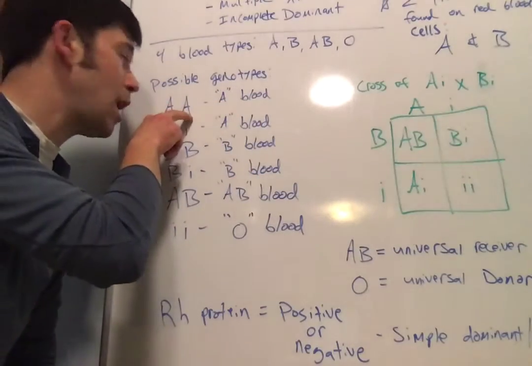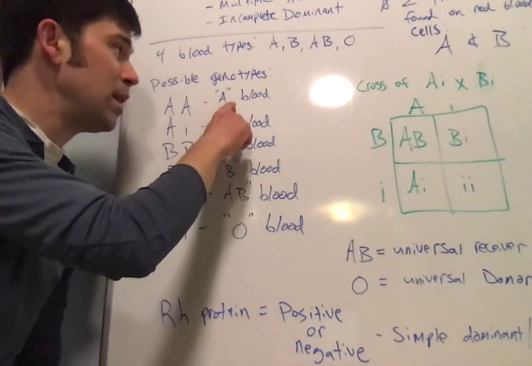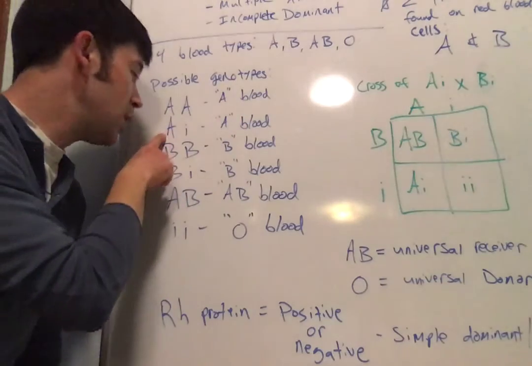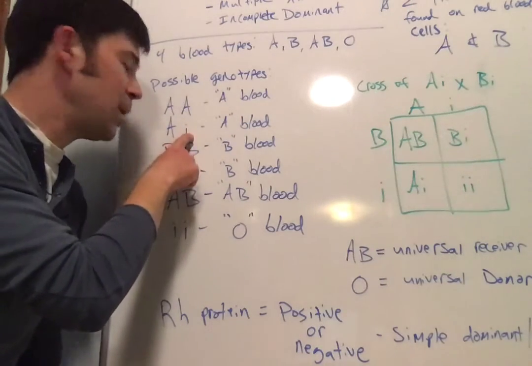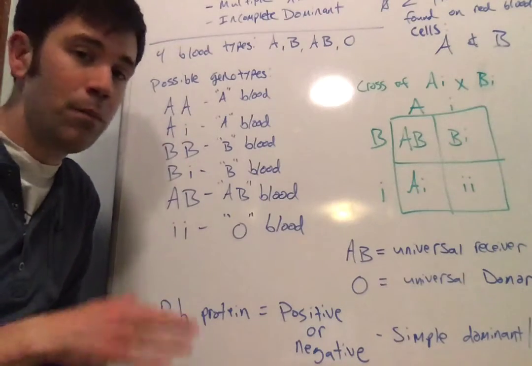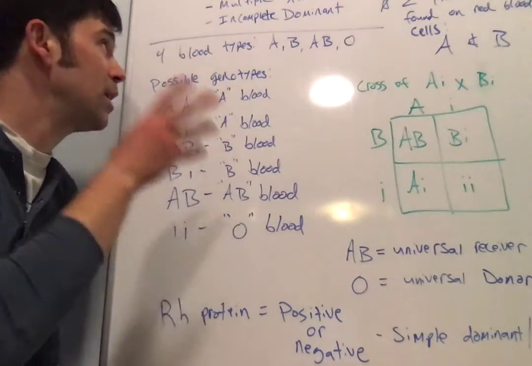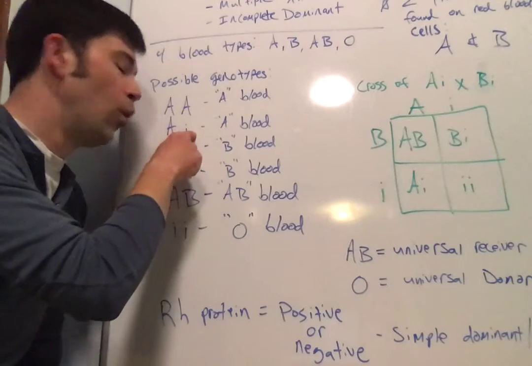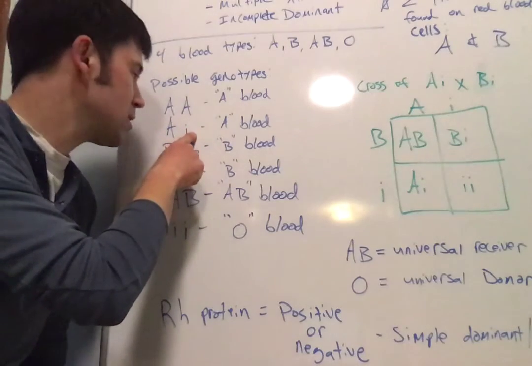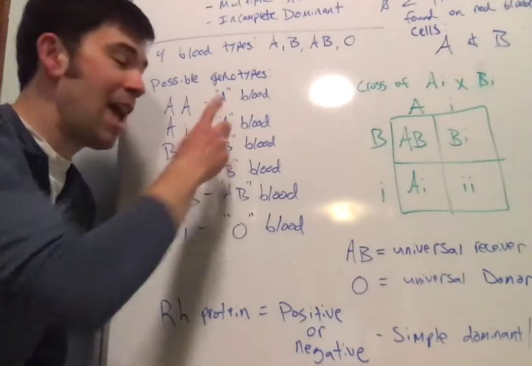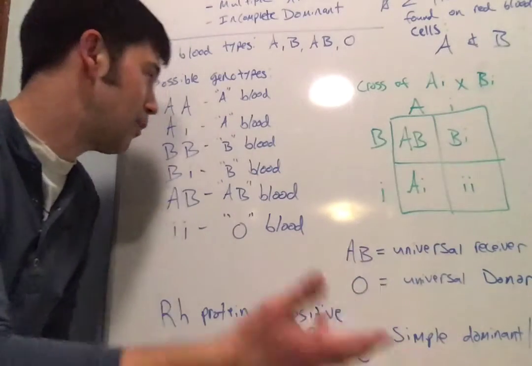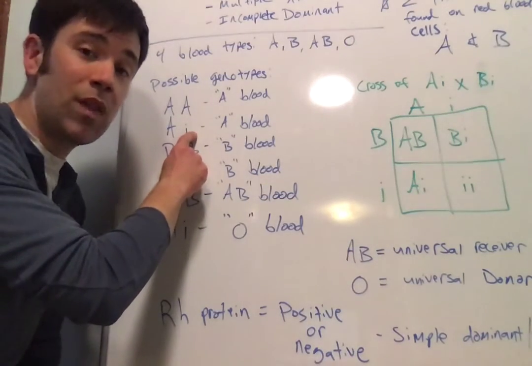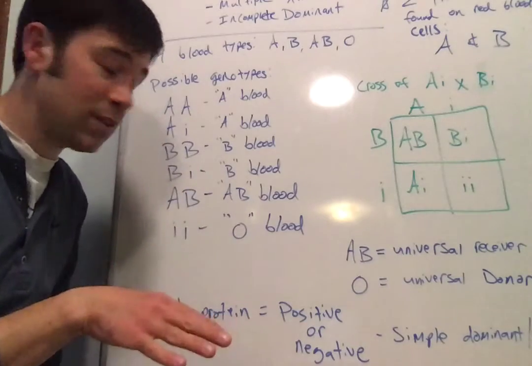You could have 2 copies of the A. That would mean you have A blood. You could have 1 copy of the A and then 1 copy that says no proteins. But because this is incompletely dominant and multiple alleles, that A would overpower this lowercase i, meaning you would have A blood. It would still say, yes, you'd have that protein.